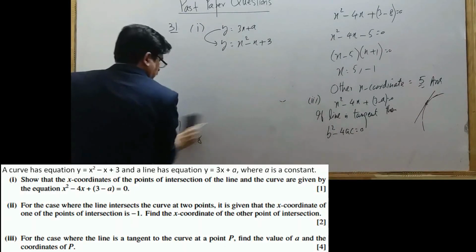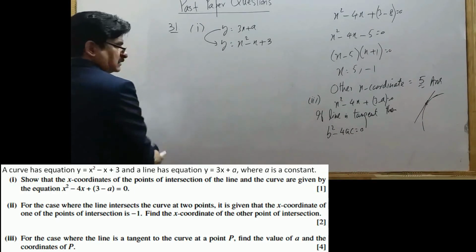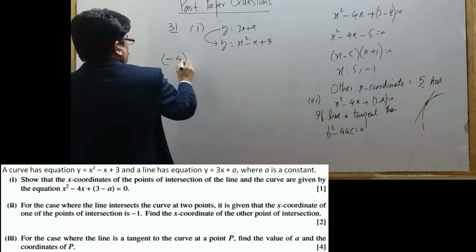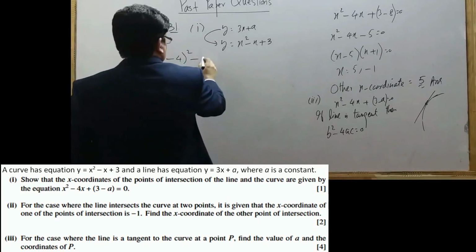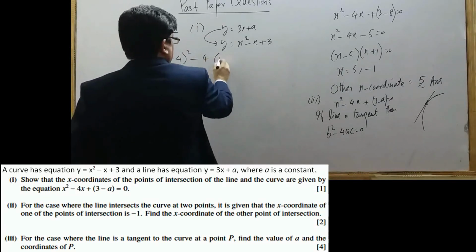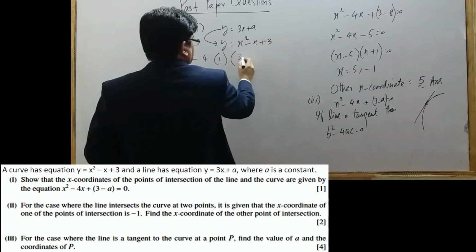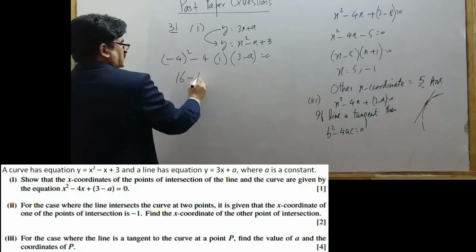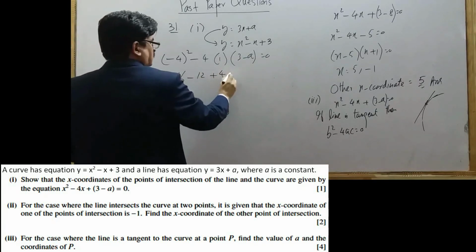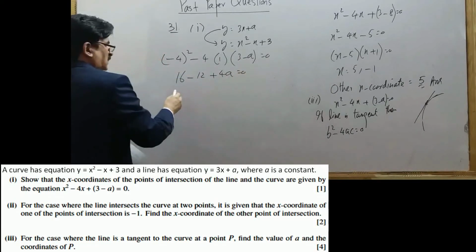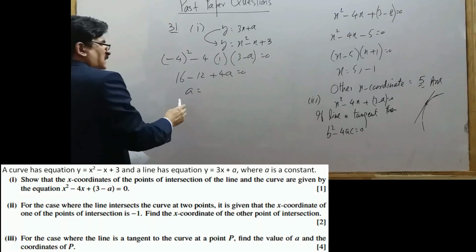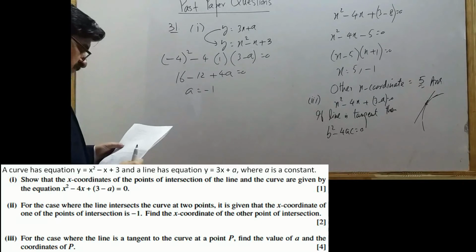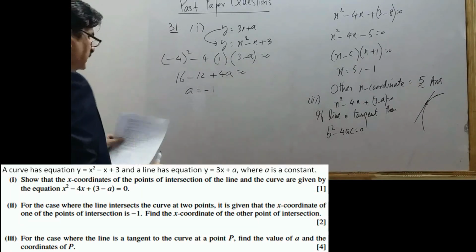So equating to 0, we have b square minus 4a into c, 3 minus a equal to 0. Now from here we have minus 12 plus 4a equal to 0. If you simplify, you will get 4. So the value of a is minus 1. So that is the value of a and the coordinates of P.